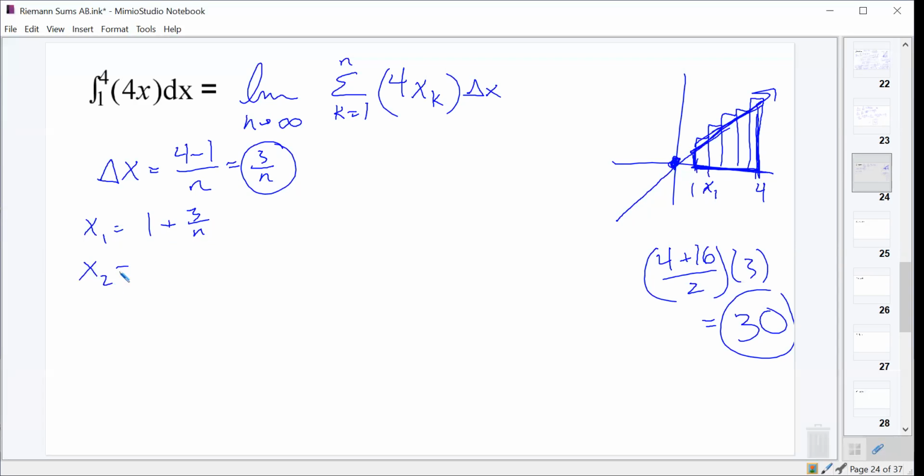So what should x sub 2 be? How far do we have to go to get to x sub 2? We have to go 6 over n plus 1, right? We have to go over that 1, then we have to go over 3 over n 2 times. And to get to x sub 3, we'll have to go over that 1 and then go over 3 over n 3 times. So to get to x sub k, no matter what number this is, we have to go over that 1, and then we have to go over 3 over n k times. Does that make sense to everybody?